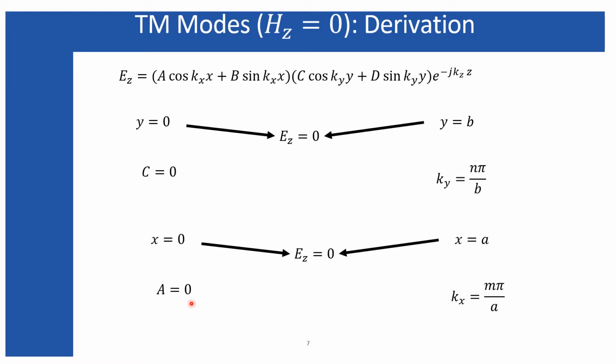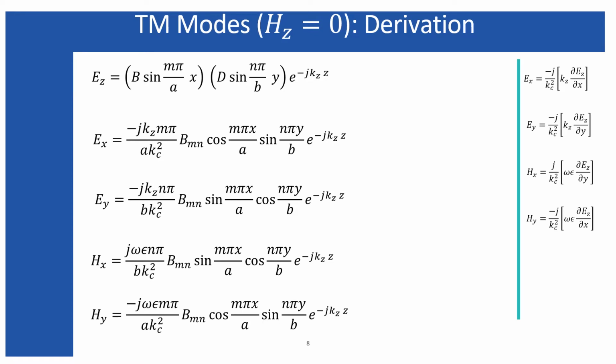So therefore a becomes 0 from the boundary condition I applied at x equals 0, and for x equals a, that boundary condition gives me that kx is also a discrete wave number, and this discrete wave number is m pi divided by a, where m is an integer starting from 0, 1, 2, 3, like that.